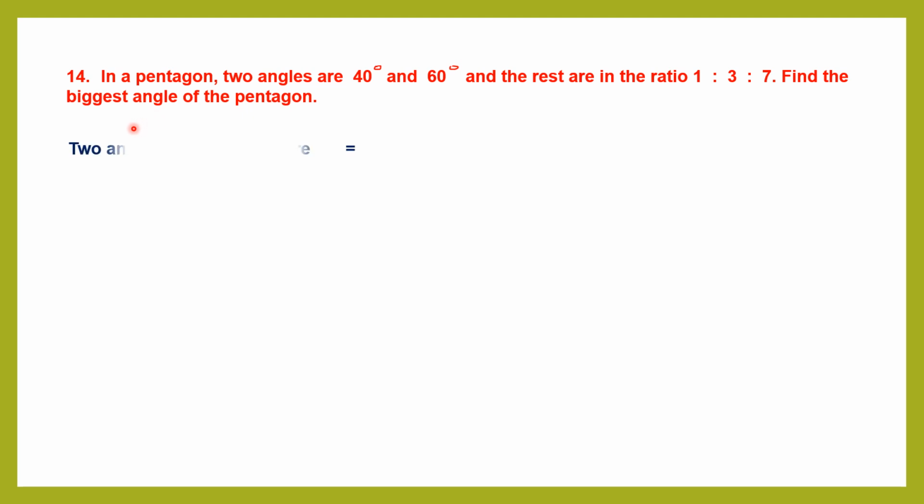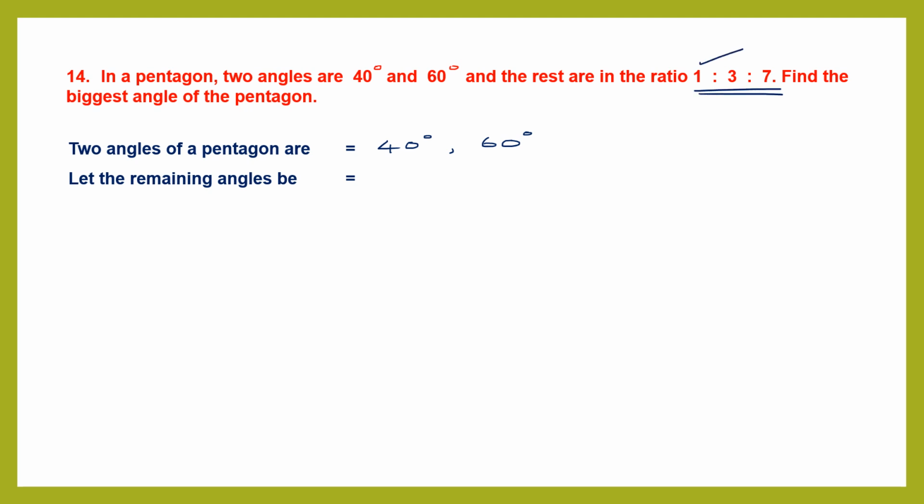So now 2 angles of a pentagon given to us are 40 degrees and 60 degrees. These are 2 given to us. Then let the remaining angles be based on the ratio. The first one, let it be 1 into x is 1x or simply x. Second one is 3 into x, that is 3x. And the third one is 7 into x, 7x. So these are the remaining 3 angles. So now we have 5 angles here, 1, 2, 3, 4, 5 angles.